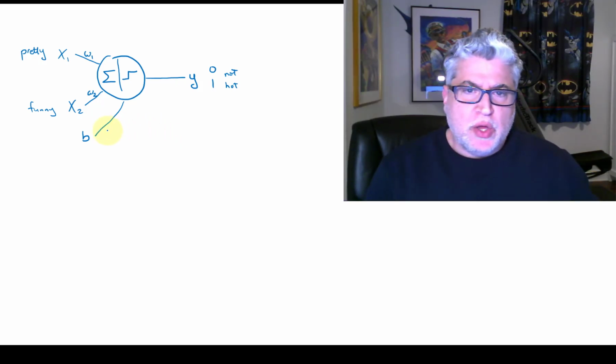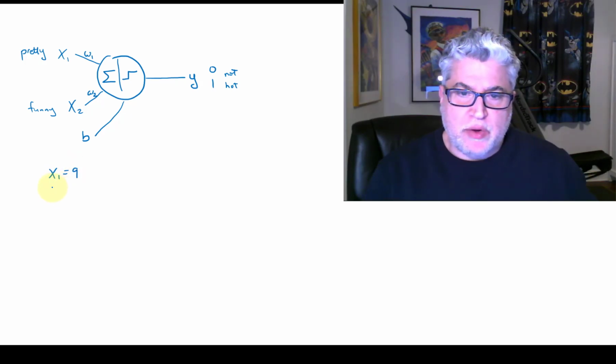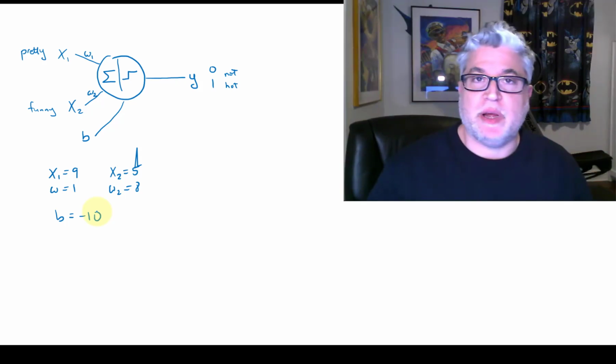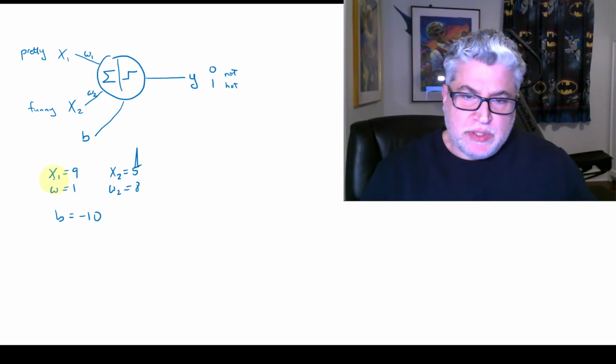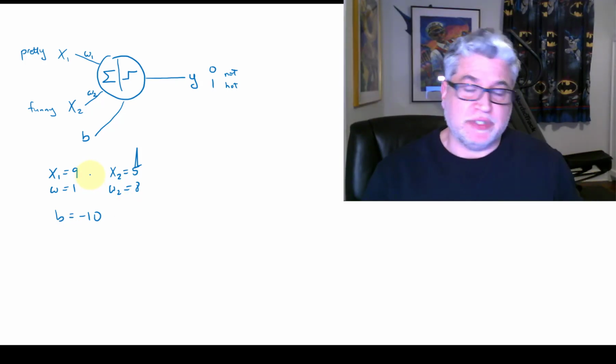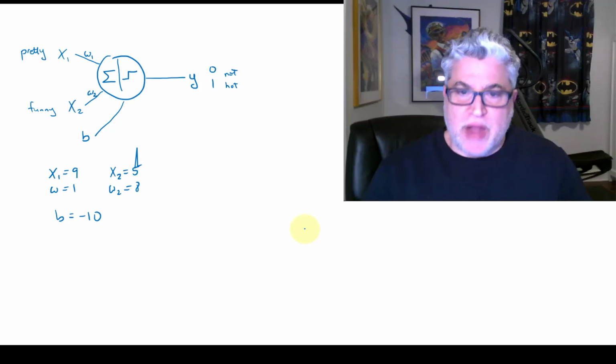If I remember correctly, x1 had a value of 9 and a weight of 1. So very pretty. x2 was a 5, so only kind of funny, and that was really important to us. And we had a bias, and let's just make this bias negative 10. It's one different number than we had a couple videos ago. So if this describes our person, and these w's and b's, these weights and biases, describe our preferences, then will we find this person attractive or not?